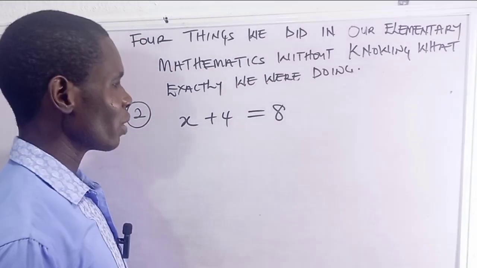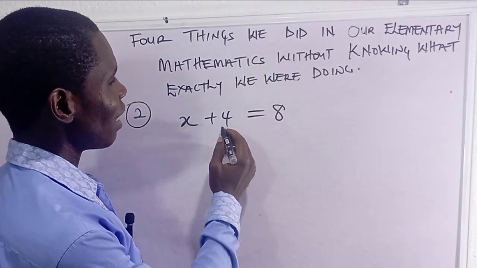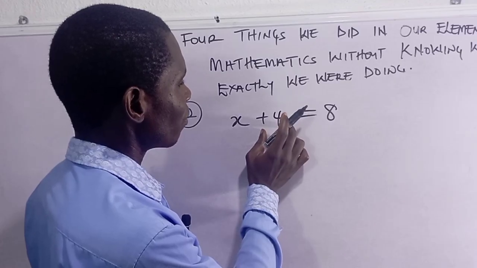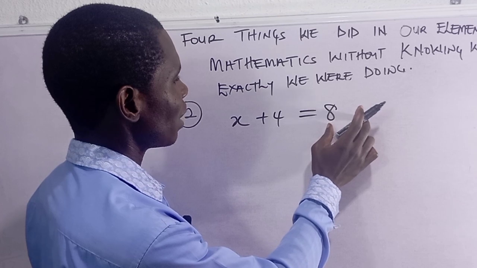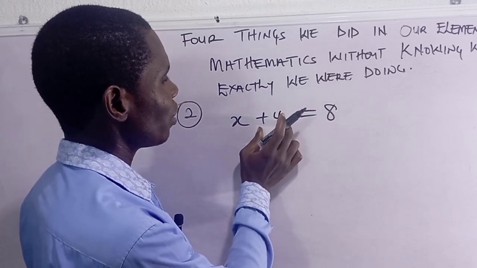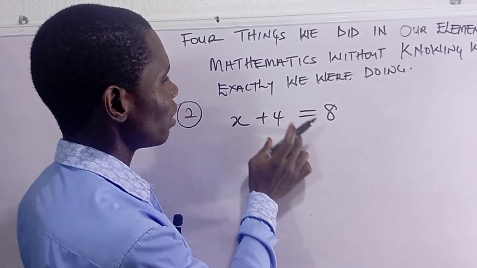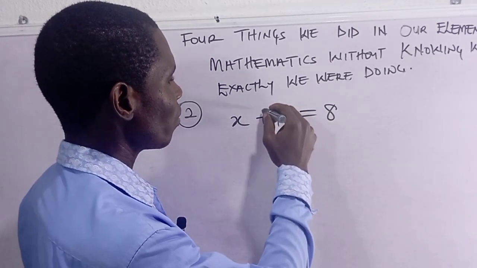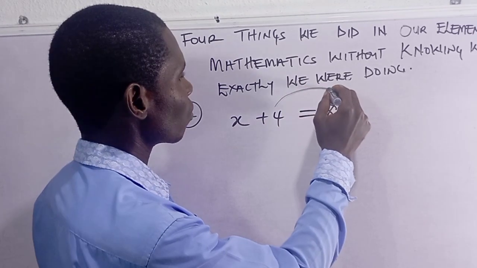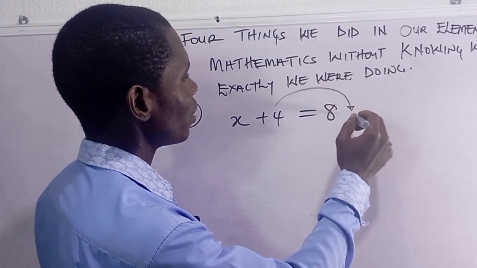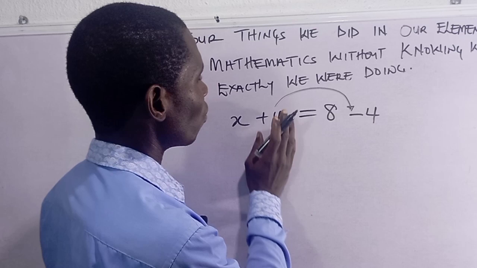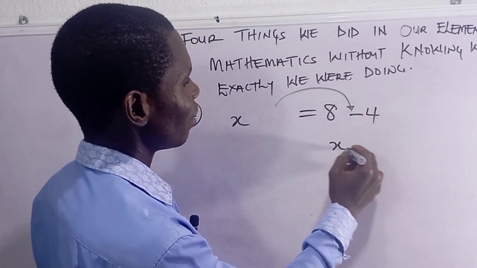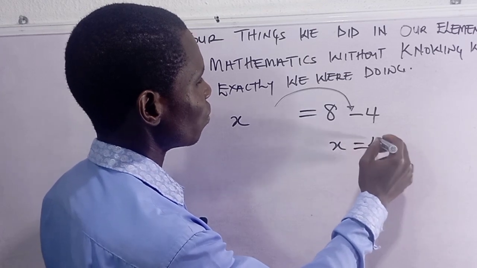Number 2, when we are faced with a problem like this, we believe that when we take a number from one side of the equation to the other side of the equation, it either changes from negative to positive or from positive to negative when it crosses the equality sign. So this is plus 4. It now crosses to this side and it changes to minus 4. So it moves this way and it changes to minus 4. And the value of x is now 8 minus 4, which is 4.